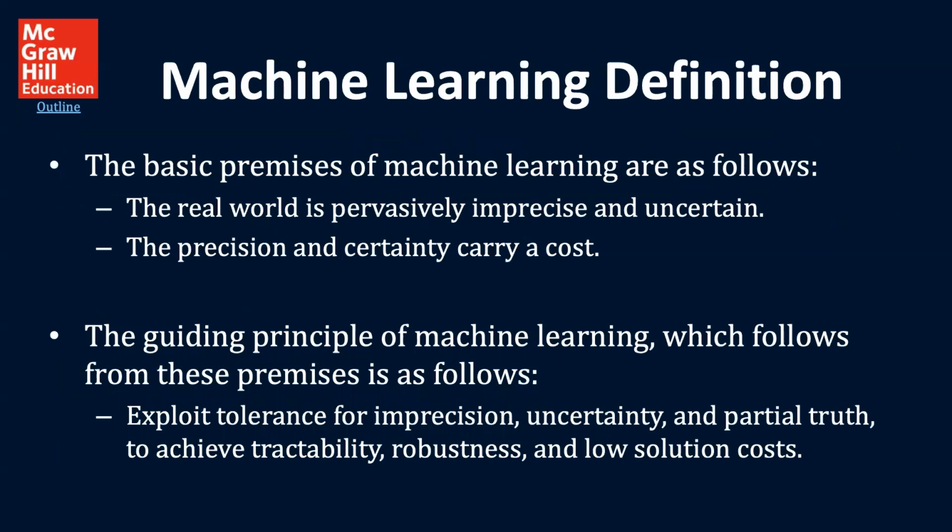The basic premises of machine learning are as follows. The real world is pervasively imprecise and uncertain, and precision and certainty carries a cost. How much are we willing to pay to get that precision and certainty? The guiding principles of machine learning are as follows. We want to exploit tolerance for imprecision, uncertainty, and partial truth to achieve tractability, robustness, and low solution cost. And so that's an introduction to what is machine learning.